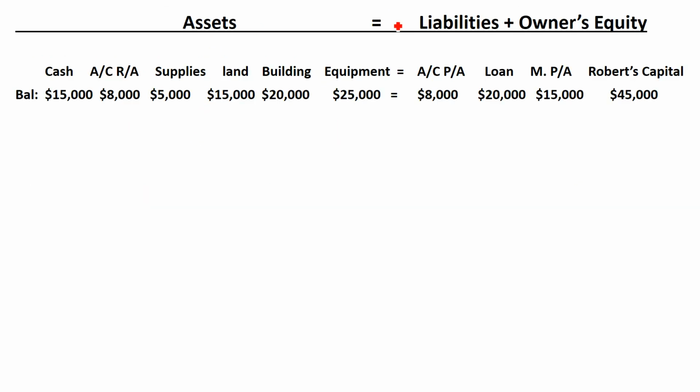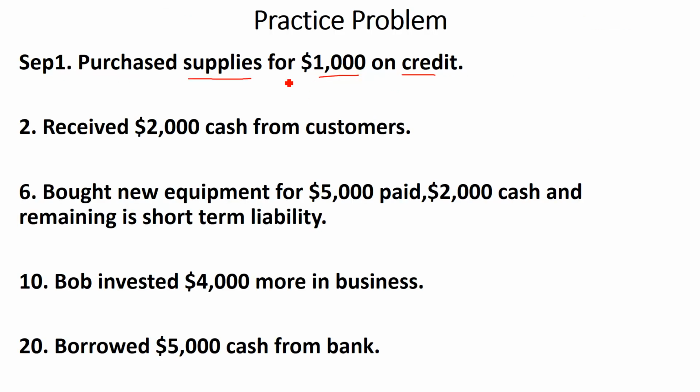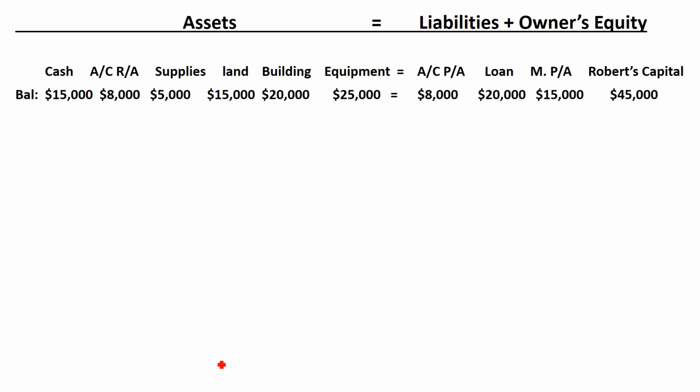And this is the transaction analysis sheet I have made. These are the opening balances. After recording all these transactions, you have to make your balance. Assets should be equal to liabilities and owner's equity. Then you can make your balance sheet and you can see the financial position of the company. So we have discussed transaction analysis.